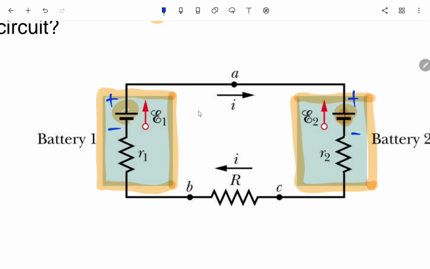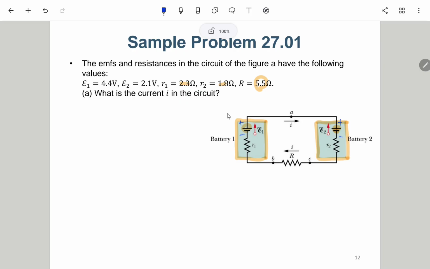So we need to determine which one takes the decision. Here we can see E1 is 4.4 volts and E2 is 2.1 volts. So E1 wins, and it turns out the current I should be clockwise. So this is a single loop circuit.